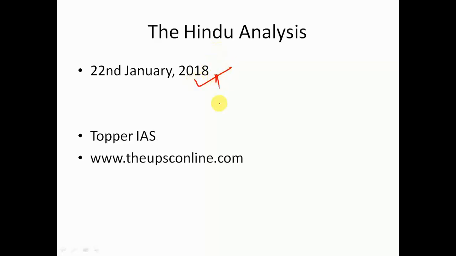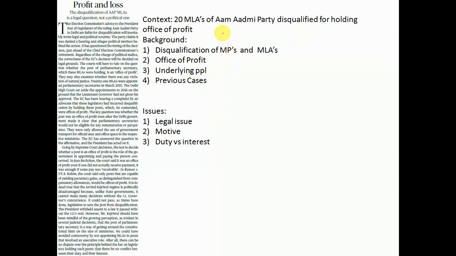Today we shall be discussing the newspaper of the 22nd of January 2018. So coming to the first article, profit and loss. The opinion is that the disqualification of AAP MLAs is a legal question and not a political one. As is obvious, the context of the article is that 20 MLAs of the Aam Aadmi Party have been disqualified for holding an office of profit.